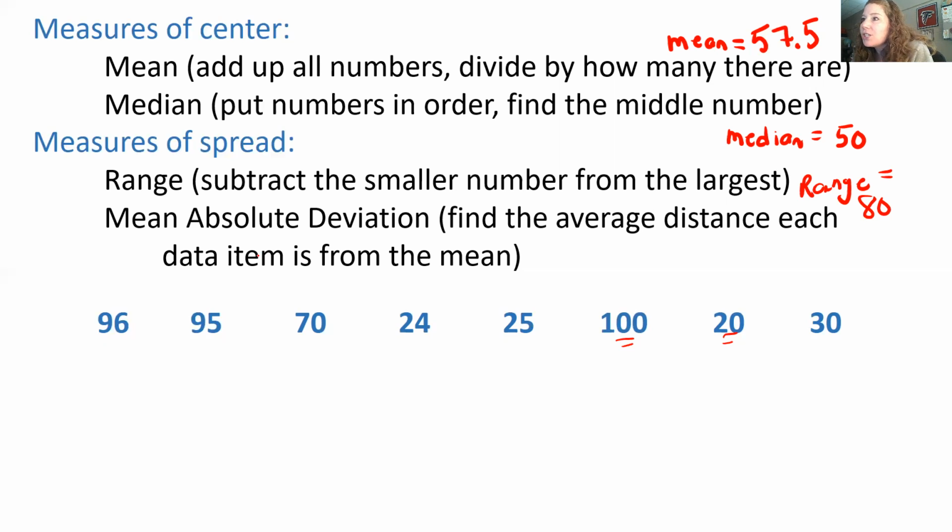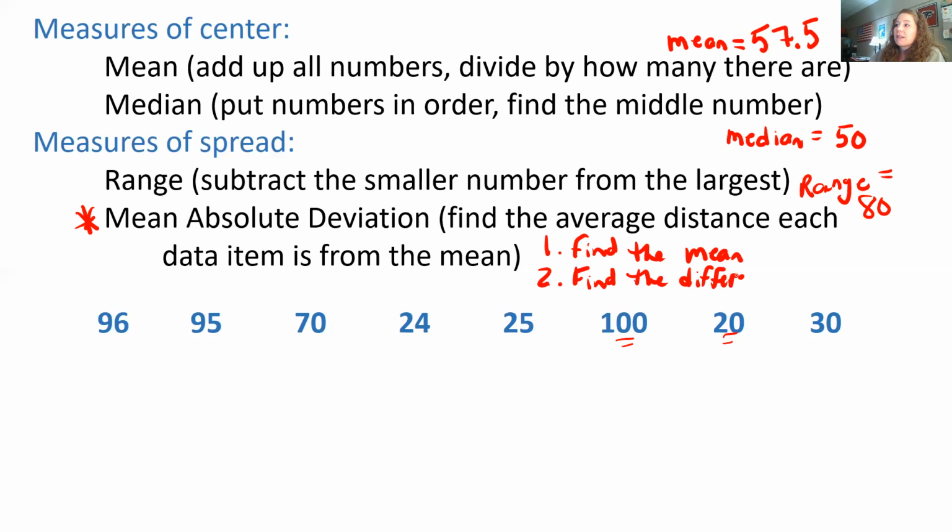All right, so to find the mean absolute deviation, there are several steps. The first step is to find the mean. Well, we already know the mean because we already did that. Number 2, find the difference. What does difference mean in math? Subtract. Find the difference of each data item.